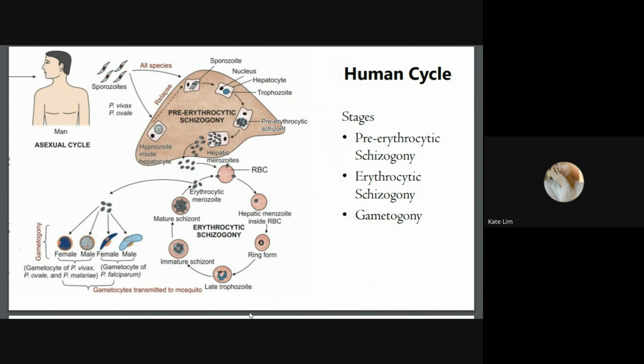So in here we have the human life cycle. We have already discussed this one. Your human life cycle is subdivided into three stages. We have the pre-erythrocytic schizogony that happens in the liver, also known as your exoerythrocytic schizogony, also known as your hepatic schizogony, also known as your tissue stage. Those are the other names, or also known as your merogony. And next phase is your erythrocytic schizogony. So erythrocytic meaning it happens inside your RBC. And last but not least, we have the gametogony.